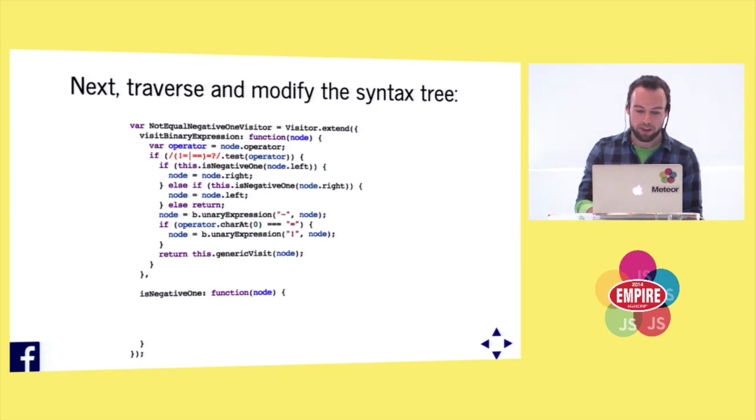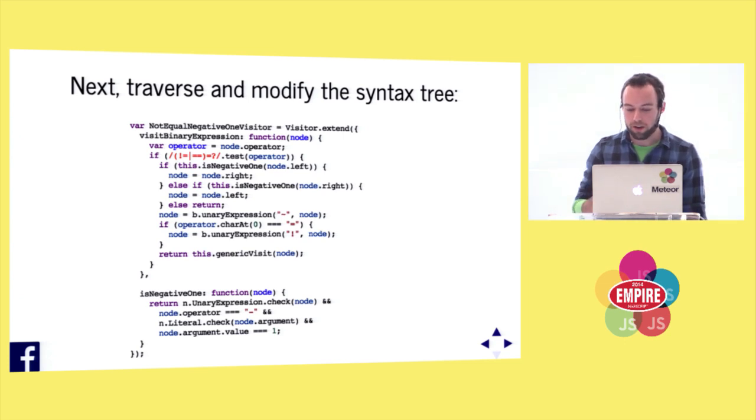So how would we implement this isNegativeOne helper function? Well, as I said, it's not the numeric value -1. It's actually itself a unary expression where the argument is the numeric literal 1, and the operator is a negative sign. So that's an easy bug to make, thinking that you should just be looking for literals whose values are equal to -1, but it's just a slightly more complicated syntax tree node than that. Okay?